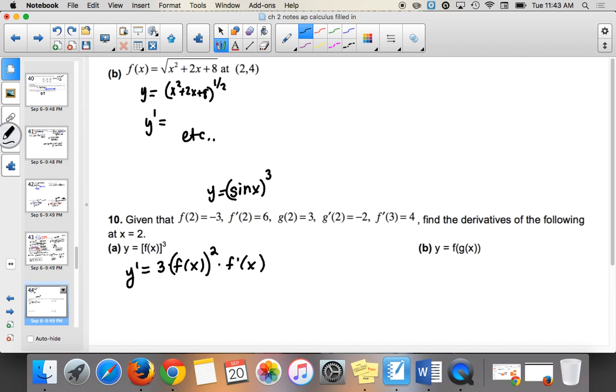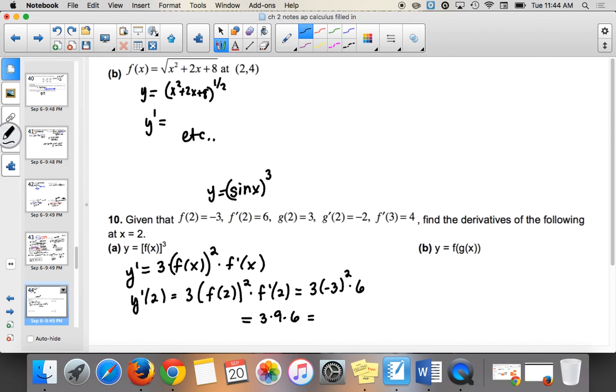Now we're plugging in. So we're going to find at 2. So I'm going to have y prime of 2 is going to be 3 times whatever f of 2 is squared times whatever f prime of 2 is. So let's see, f of 2 is negative 3, so I'm going to have 3 times negative 3 squared, and then f prime of 2 is 6, so I get 3 times 9 times 6. What is that?